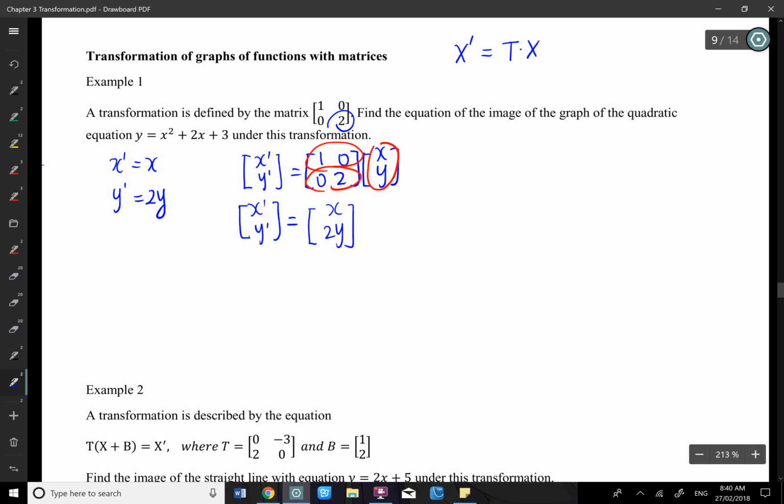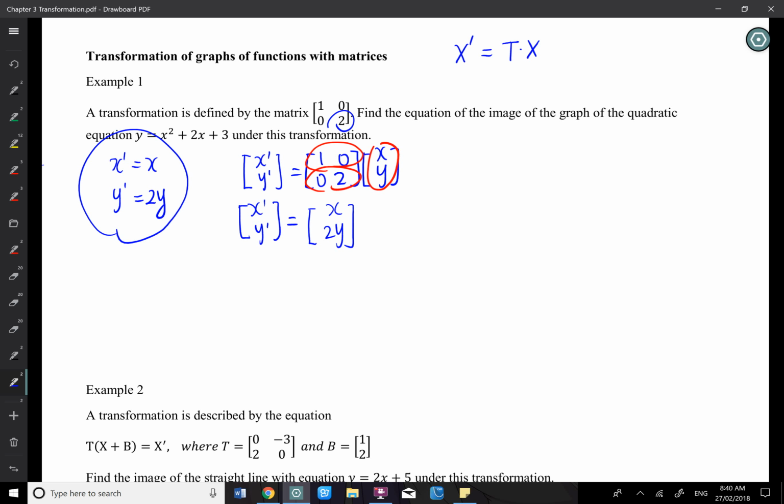Therefore, you have the same equation as given here: x dash equals x and y dash equals 2y. When you have this equation, the question is equivalent to the type 1 question, which gives you the original function, meaning I have x and y, then gives you the transformation description and asks you for the image. So I need to make x and y the subject.